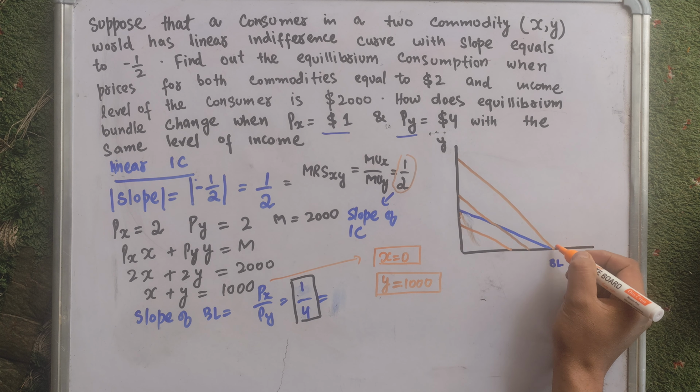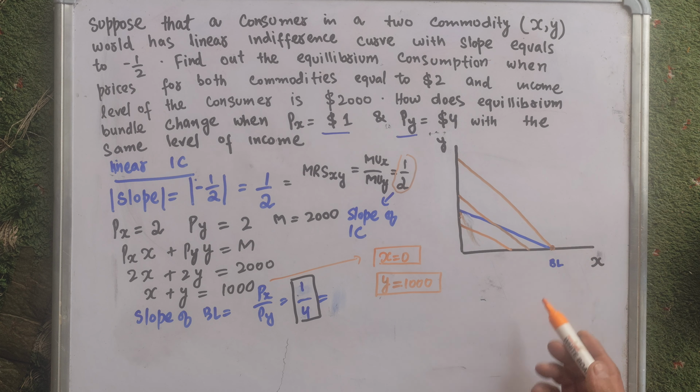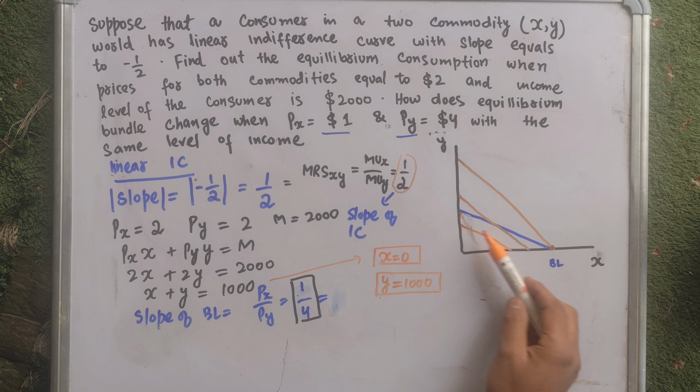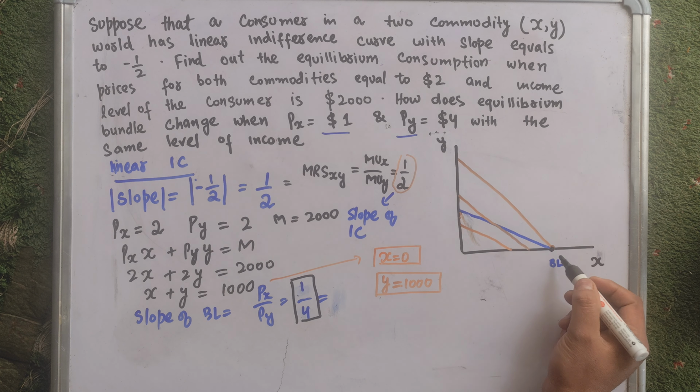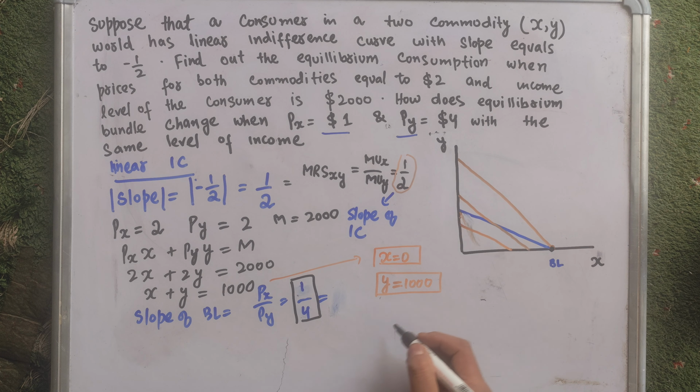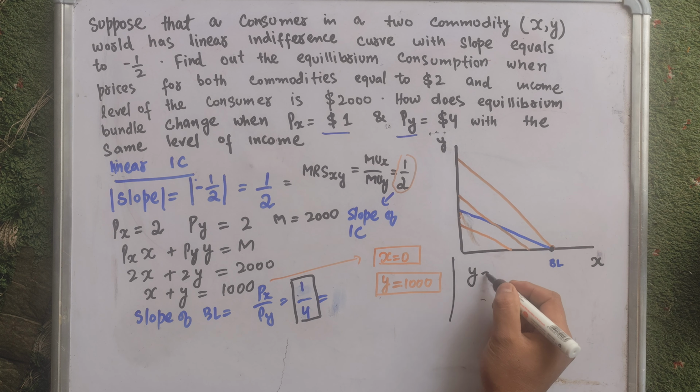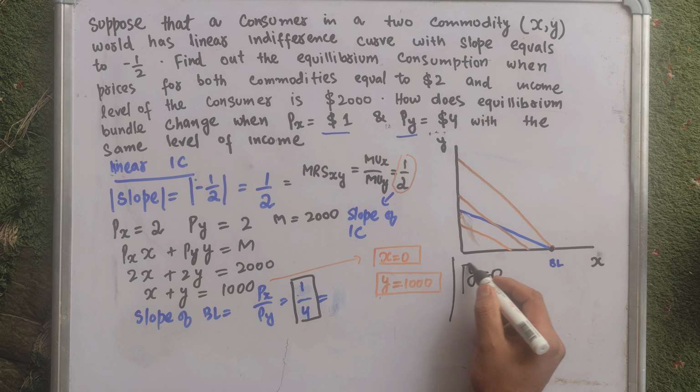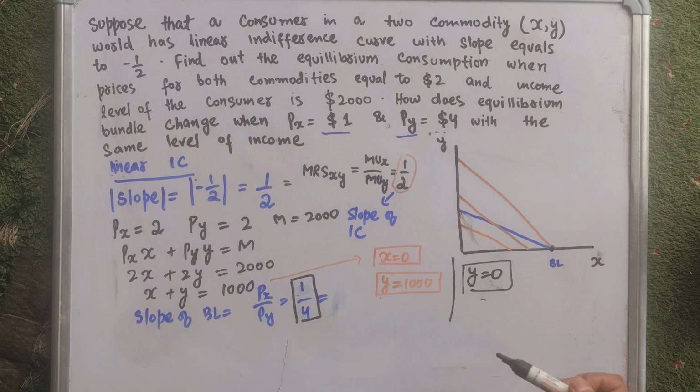Since this is the indifference curve, it touches the budget line at the x-axis this time because it is steeper than the budget line. In this case, what will happen? The consumer will consume all units of good X and 0 units of good Y. In the second scenario, Y will be equal to 0. So if Y is equal to 0, plug it into the budget equation. So we have X plus 0 is equal to 2000, which gives us X equal to 2000, rather 1000.